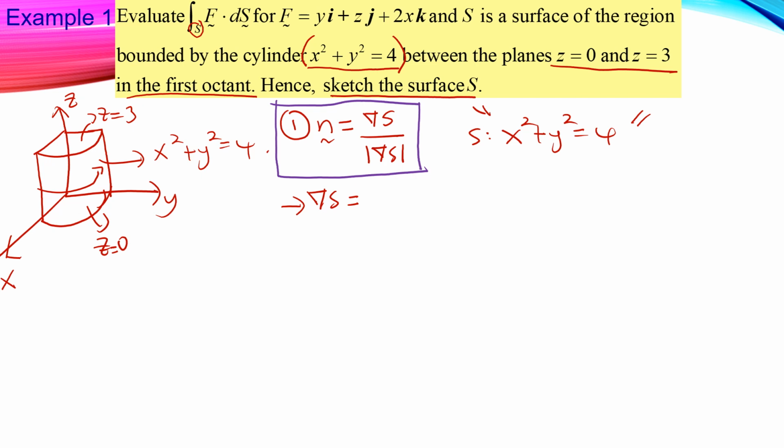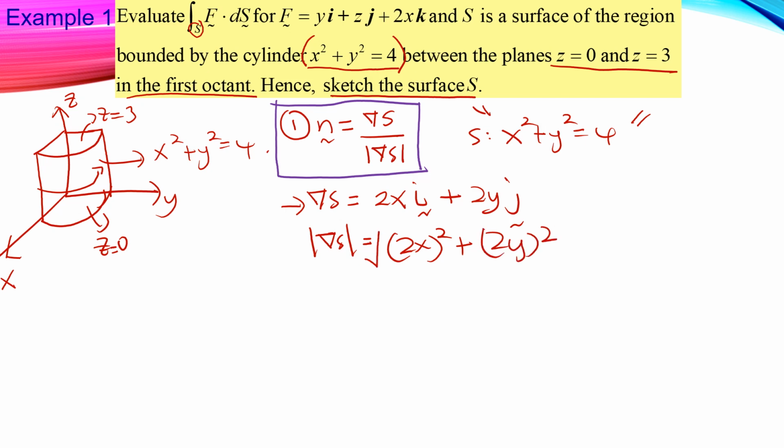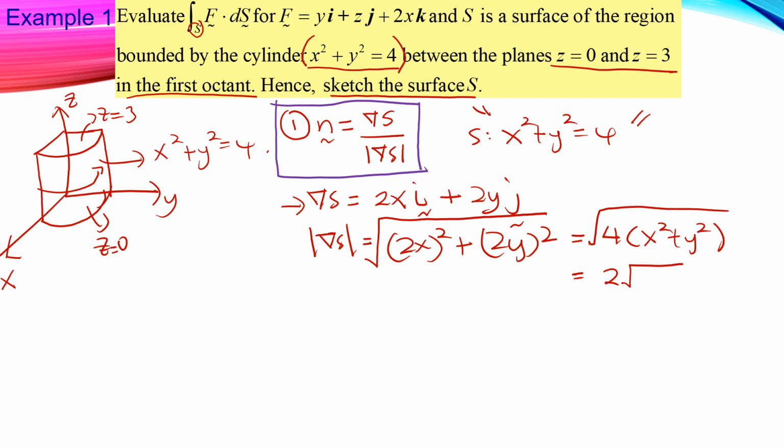Okay, so gradient S: partially differentiate the whole function with respect to x, you get 2x i. Partially differentiate the function S with respect to y, you get 2y j. You don't have z, so you just stop here, you understand? And then the magnitude of gradient S is the square root of (2x) squared plus (2y) squared, which gives 4 times x squared plus y squared under the root. So the square root of 4 is 2, and x squared plus y squared is equal to 4 based on the surface. So this is 2, so you will get 4.